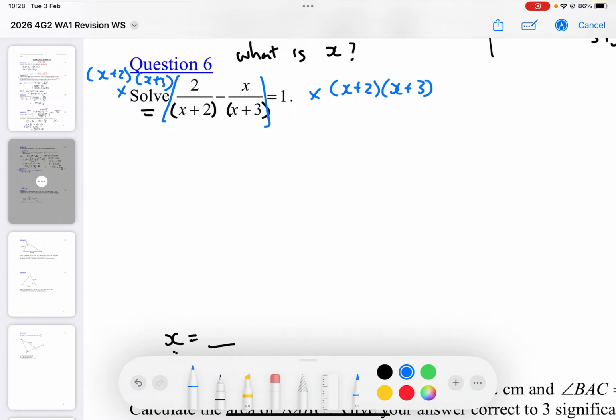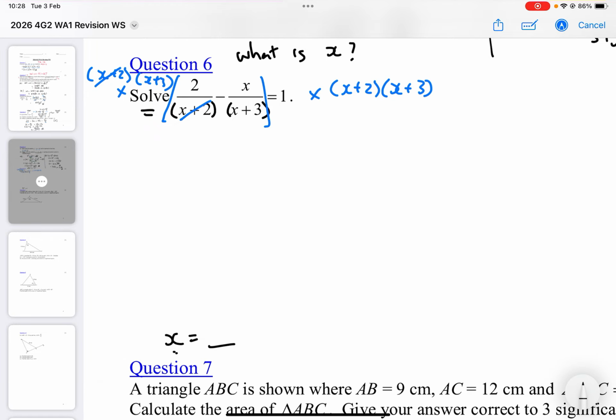Then my x plus 2 will be used to cancel away this x plus 2. Then I'll be left with x plus 3 multiplying 2, 2 multiplying x plus 3.